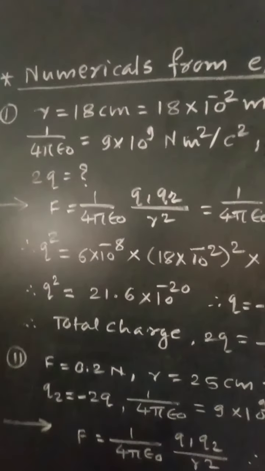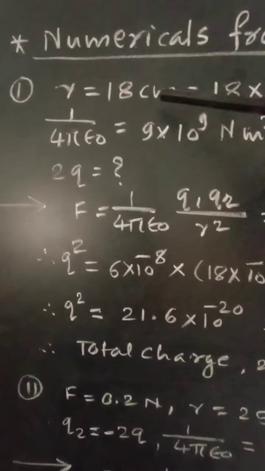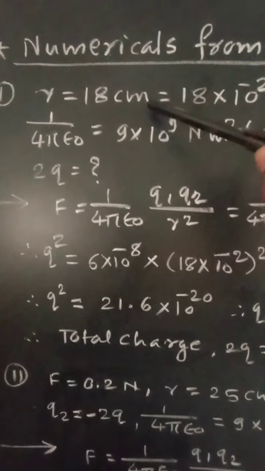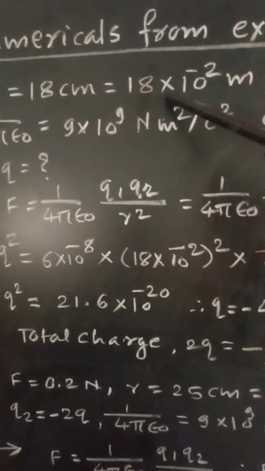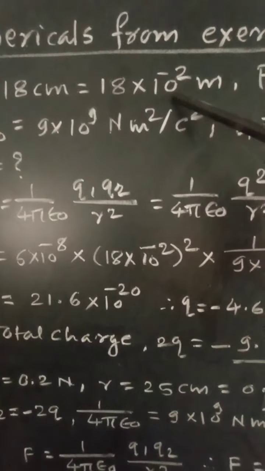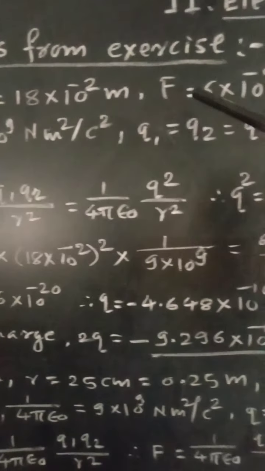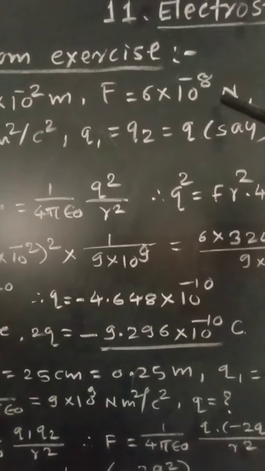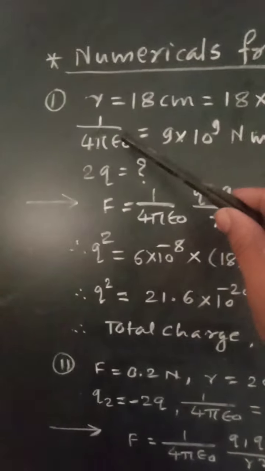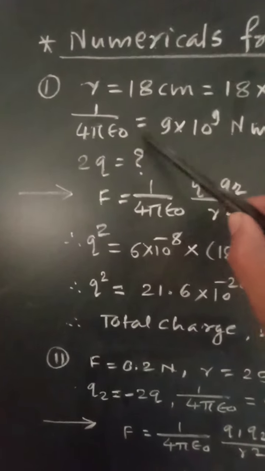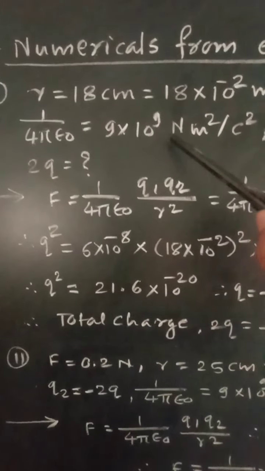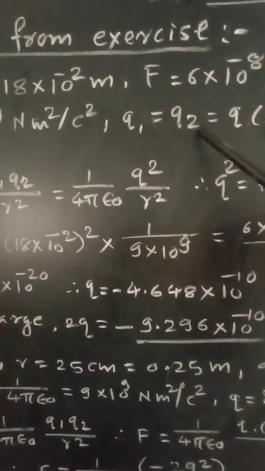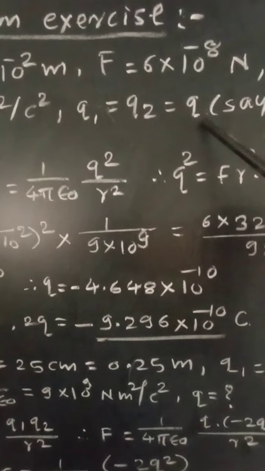And therefore, for this numerical number 1, the given data is r equal to 18 centimeter, that is the separation between the two spheres, which will be written as 18 into 10 raised to minus 2 meter. Then the force acting is F, that is 6 into 10 raised to minus 8 Newton. The value of 1 upon 4 pi epsilon 0 is 9 into 10 raised to 9 Newton meter square per Coulomb square. Both the charges Q1 and Q2 are the same, let it be equal to Q.